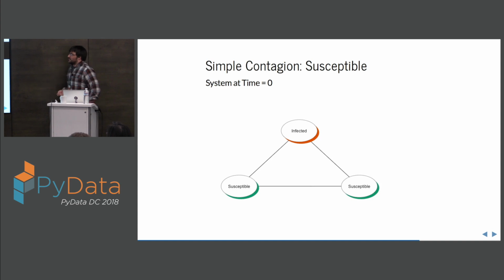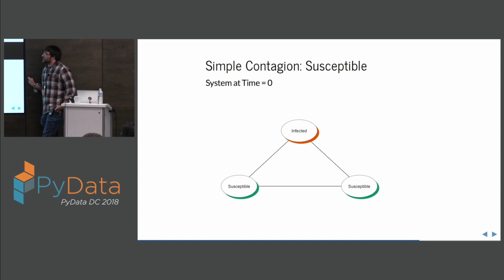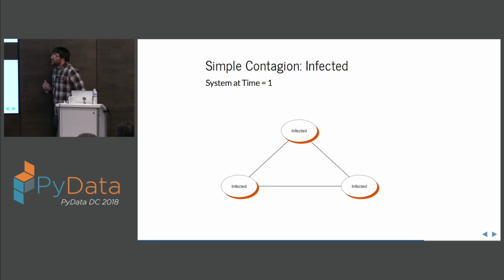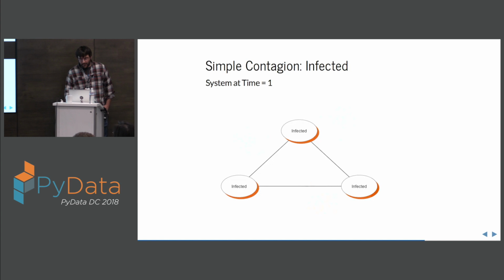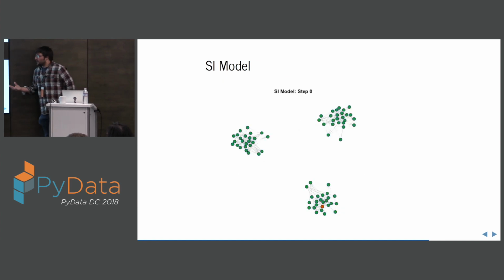In epidemiology, there's this concept of contagion models, and it starts off with a simple thing: certain nodes are infected, certain nodes are susceptible. If a susceptible node is connected with an infected node, in the next time period that you're iterating over, those susceptible nodes will become infected. That's a simple SI model, which stands for susceptible and infected. Once a susceptible node becomes infected, in the next time step it infects the other connected nodes.